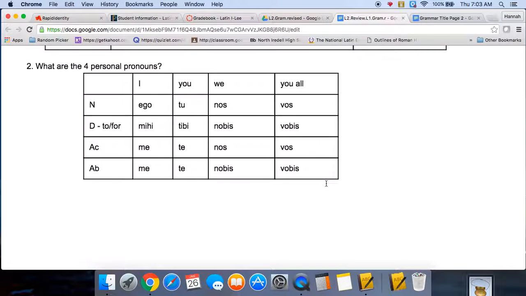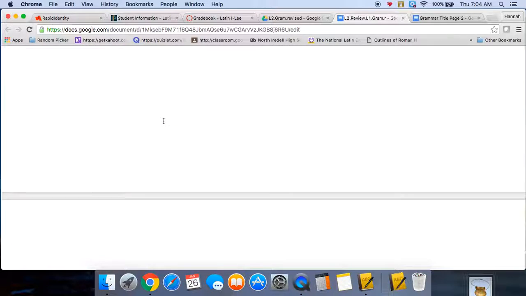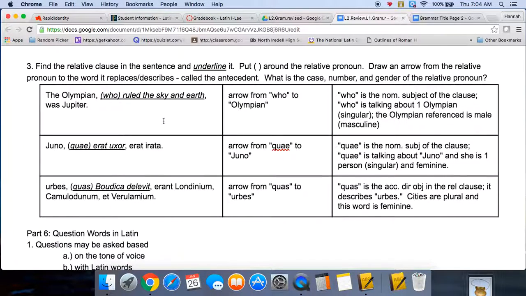Okay, the personal pronouns in all of their different forms. The genitive is missing since you have not seen that yet. Here are the relative clauses. I thought I had that in here. So for number 3, you should be able to recognize a relative clause, and you're supposed to underline it. I've underlined them here in the 3 examples. Put a parenthesis around the pronoun, so you have your who. Quae will be the Latin word for who. Quas is the Latin word for who or whom. And then it says to draw an arrow from the relative pronoun to the word that it describes.